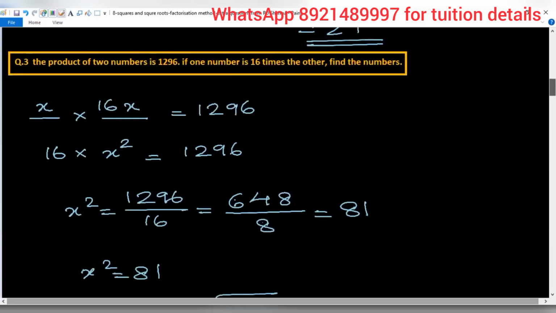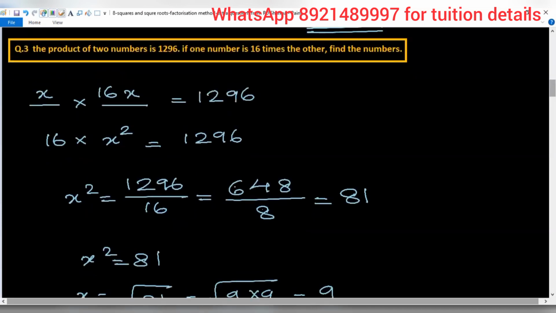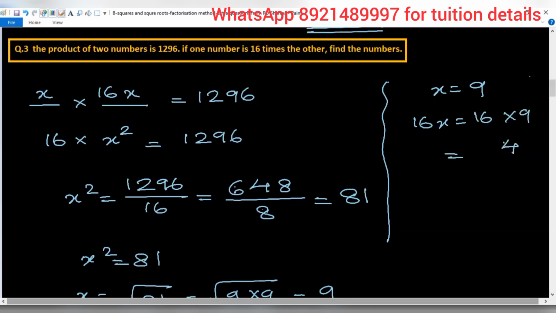We cannot stop at this because the question is we have to find the numbers, right? Which were the numbers actually? If one is x, the other is 16x. Now we got x as 9. So 16x will be 16 into 9. 9 into 6, 54, 5 is left, then 9 into 1, 9 plus 5, 14. So 144. So the numbers are 9 and 144.